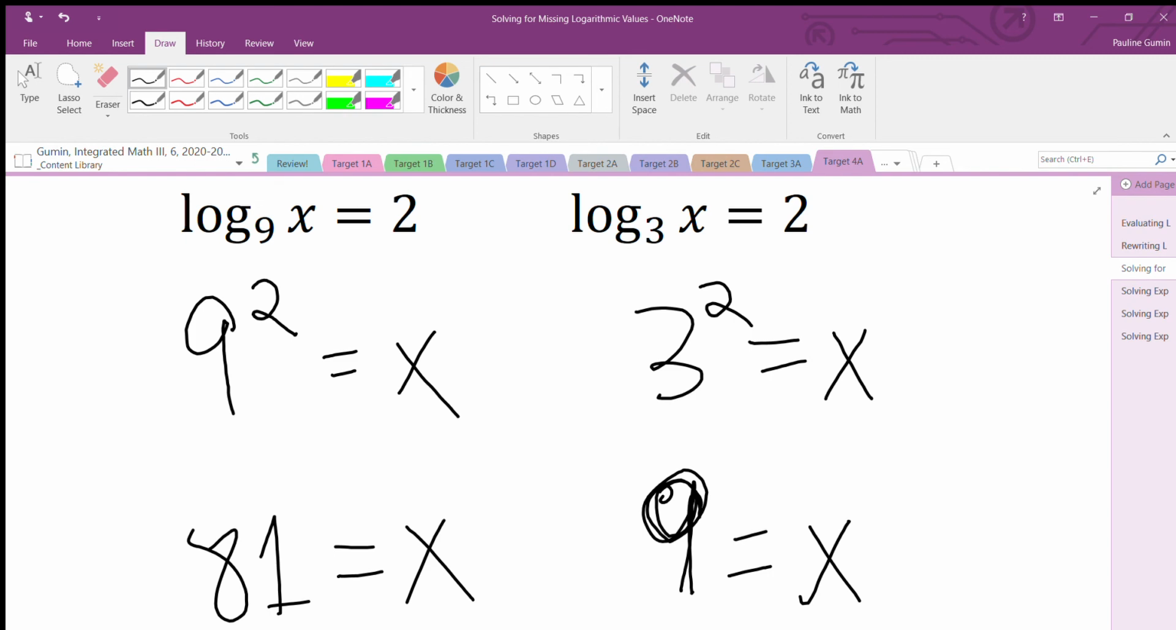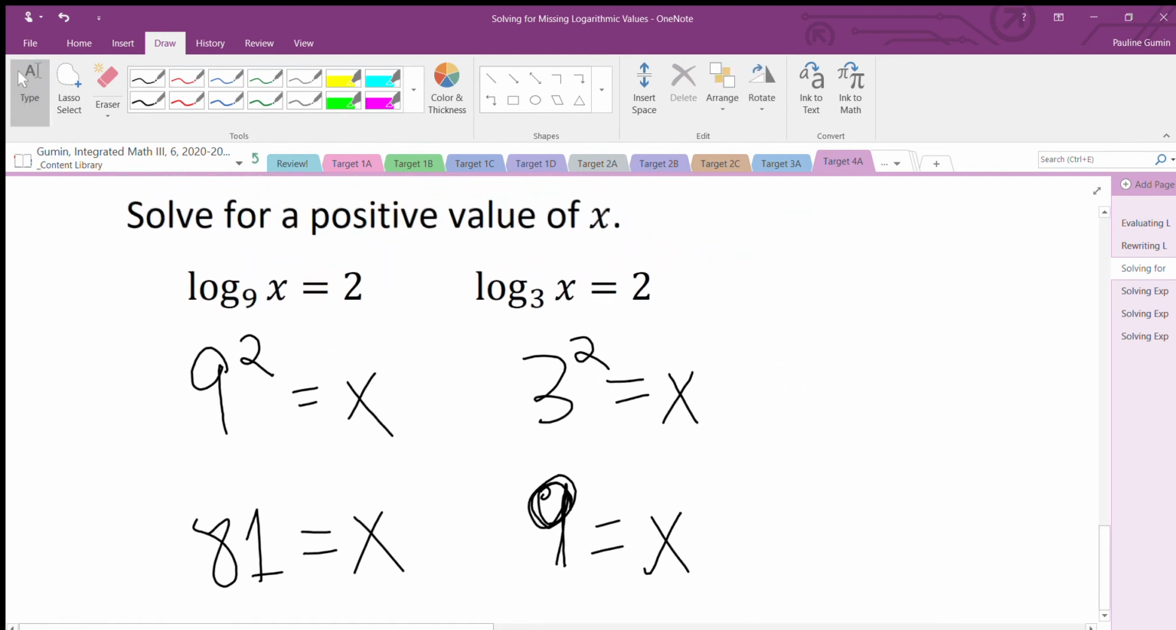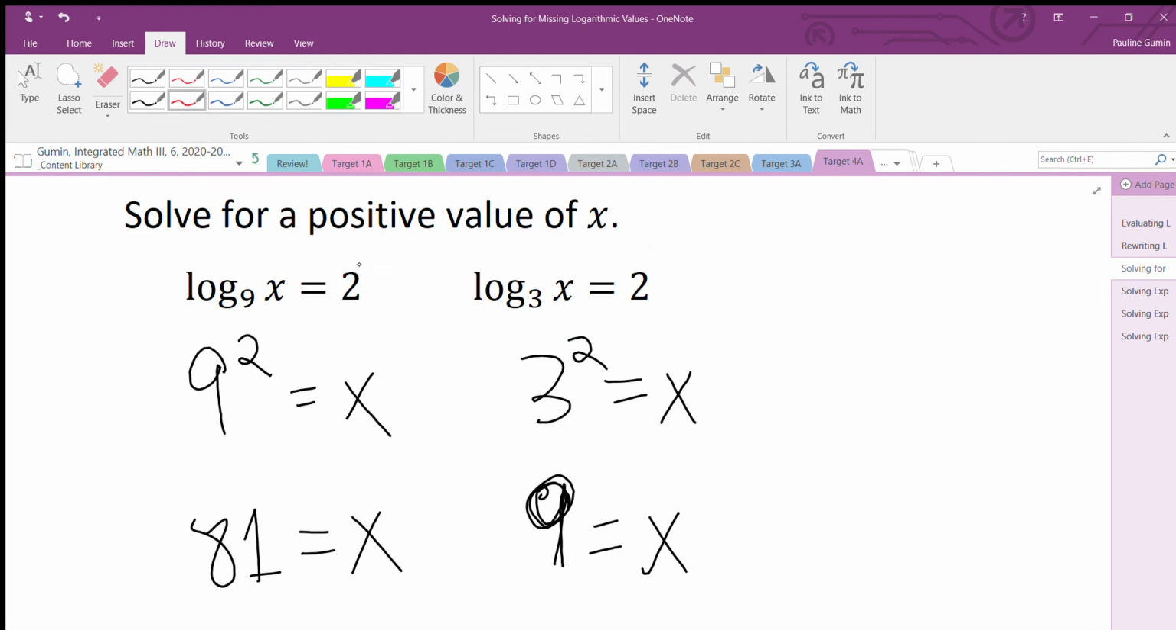All right, I hope this was helpful. I think the hardest part, as usual, is remembering how to rewrite those logarithms into exponential form.